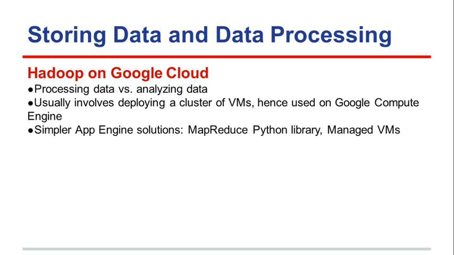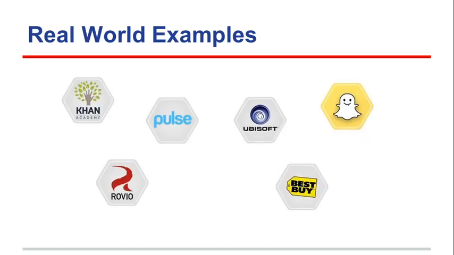Similarly, there are simpler App Engine solutions like the MapReduce Python library and managed virtual machines. The real-time examples where we can use it are Khan Academy, Pulse, and UV Soft. These are all web applications where the cloud is deployed.